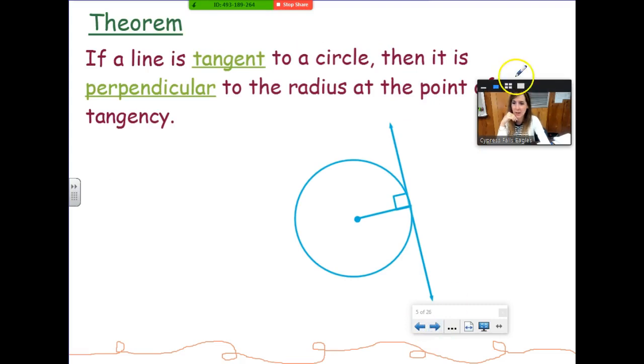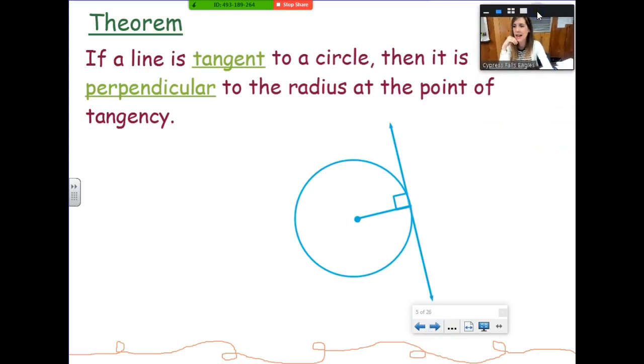So here's the first theorem. Go ahead and write it down in your notes. I know it's on your vocab sheet, but I want you to have it written out as a theorem in your notes. Hypothesis: if a line is tangent to a circle, so that's what you're assuming, that it is tangent. Conclusion: then it is perpendicular to the radius at the point of tangency.